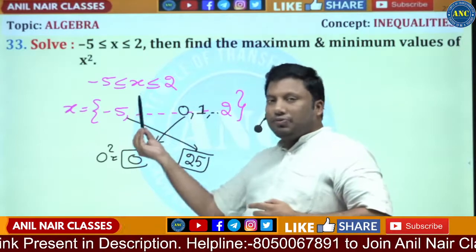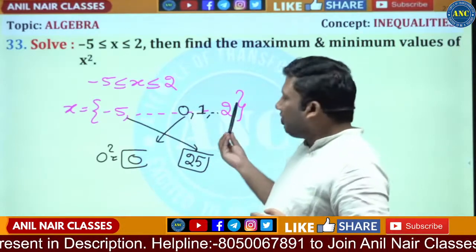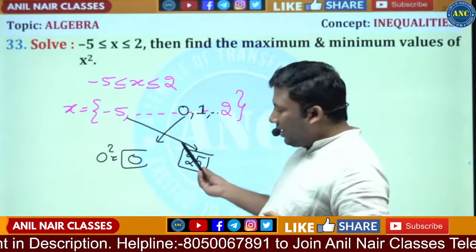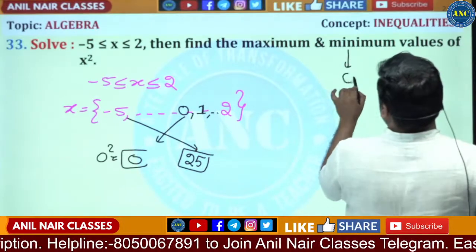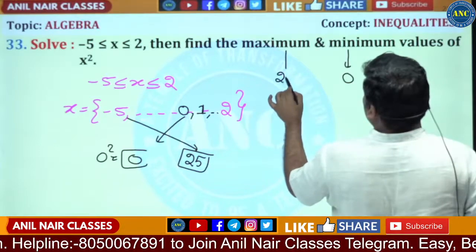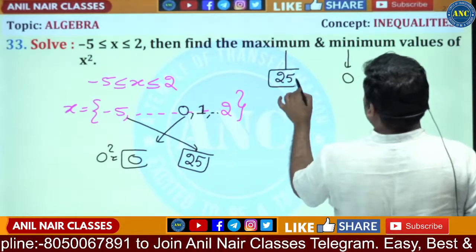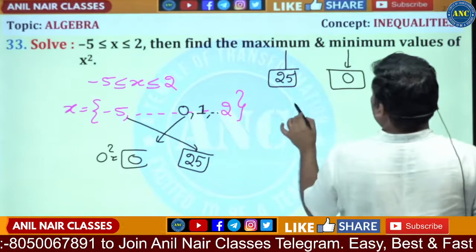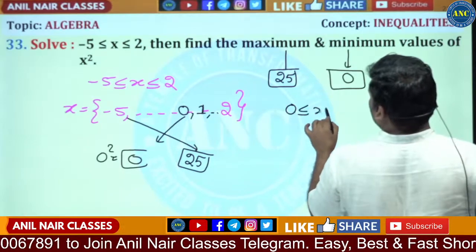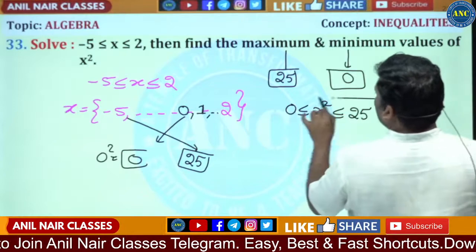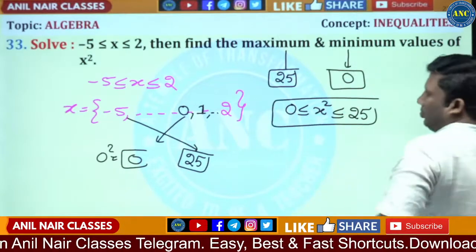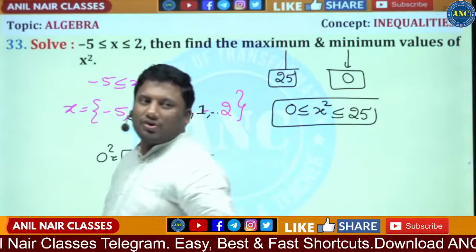Minus 5 square is 25 and 2 square is 4. 4 and 25, maximum value is 25. So the minimum value will be 0 and the maximum value will be 25. So the answer for this question is 0 less than or equivalent to x square less than or equivalent to 25. Don't write 4 less than or equivalent to x square less than or equivalent to 25.